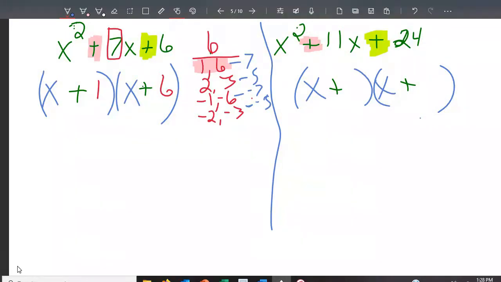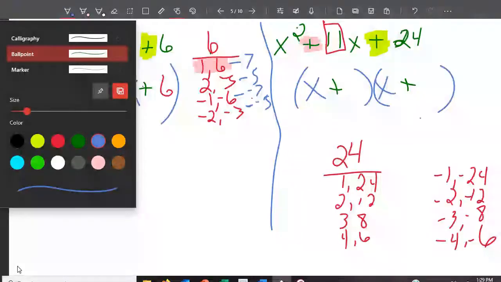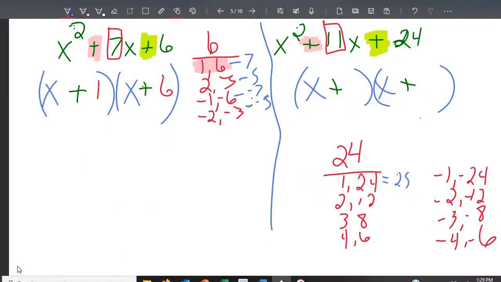Alright. Let's come over here to the second one, and let's take 24. And let's list all the factors of 24. 24, 2 and 12, 3 and 8, 4 and 6. Let's do negative 1, negative 24, negative 2, negative 12, negative 8. Now, I'm looking for the pair that adds up to be 11. Well, let's go add these up and see what we come up with. Well, that's going to give me 25. That's going to give me 14. That's going to give me 11. Hey, I just found it. Look at there. These two numbers add up to be 11. So those are the two numbers that go in the parentheses.